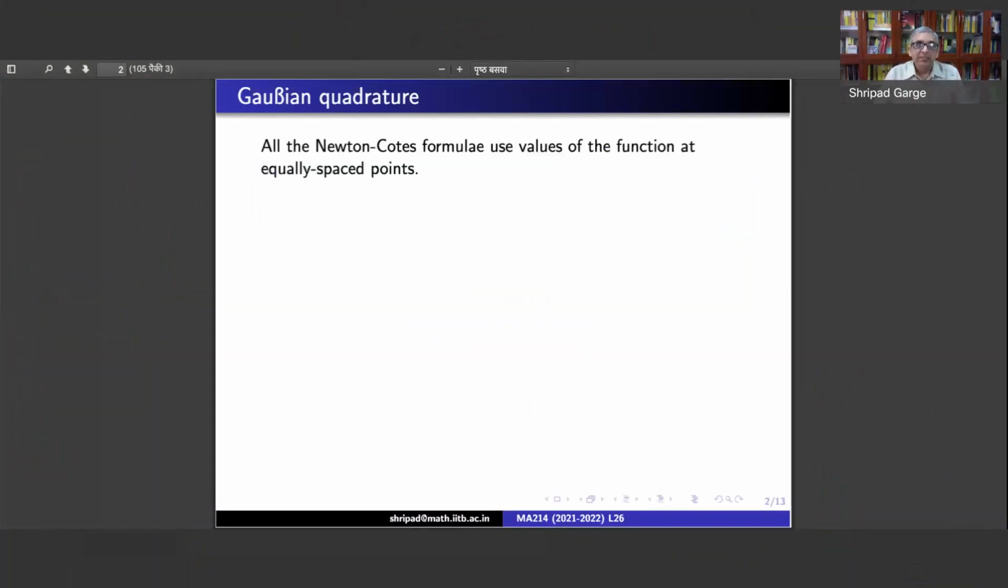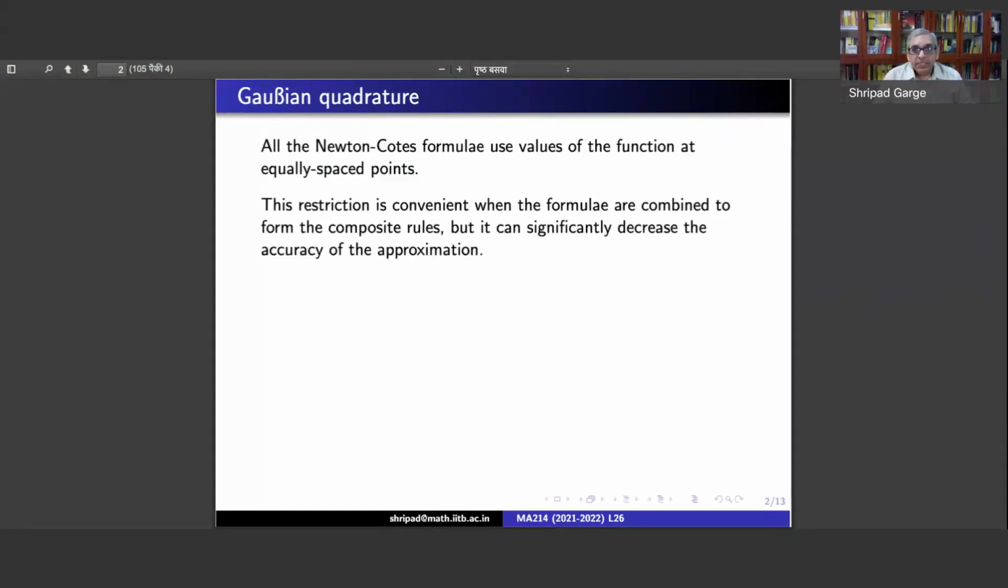So again, we are thinking about Gaussian quadrature because the Newton-Cotes formulae use values of functions at equally spaced nodes. The points where we are taking the function values are equally spaced, and that is often not a very good thing. The restriction is convenient when the formulae are combined to form the composite rules, but the accuracy may be reduced because the function may have very large fluctuation in only some part of the interval that you are working with, and not in the remaining part.